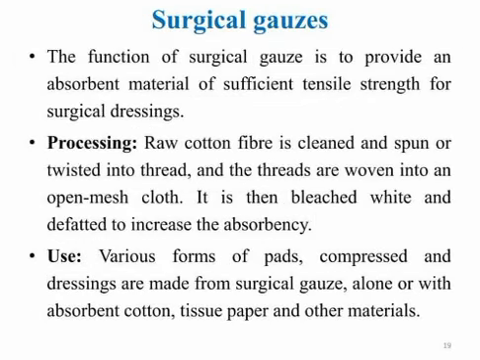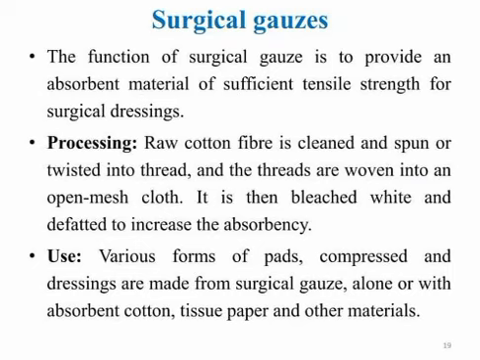Next is surgical gauze. Surgical gauze is used to provide an absorbent material of sufficient tensile strength. Mainly, raw cotton fibers are cleaned, spun, and twisted into a thread. These threads are woven into an open mesh cloth. It is then bleached white and divided to increase the absorbency.